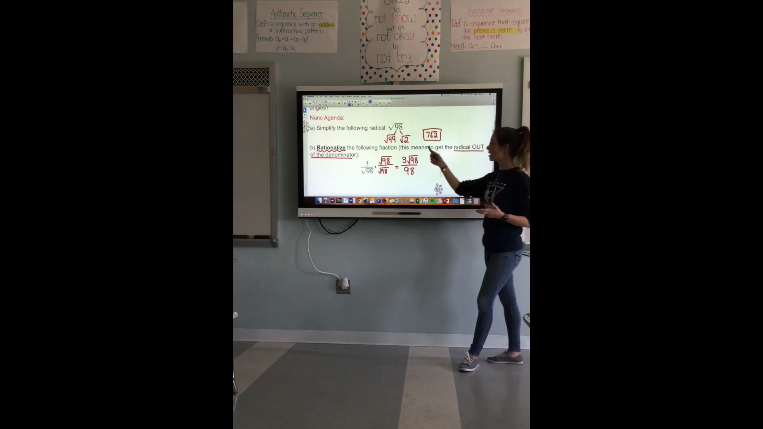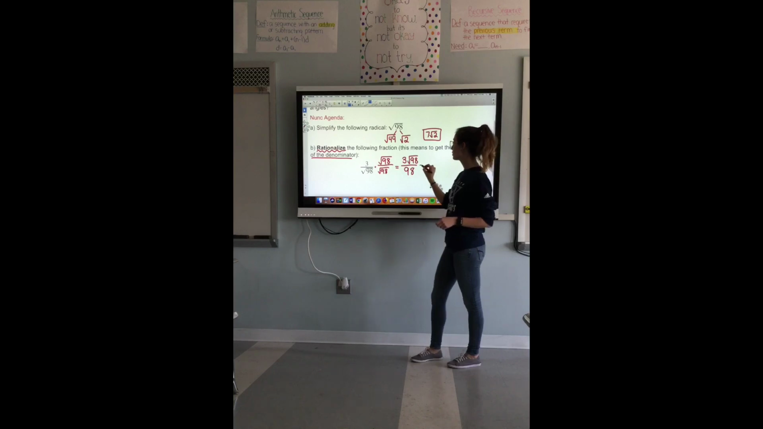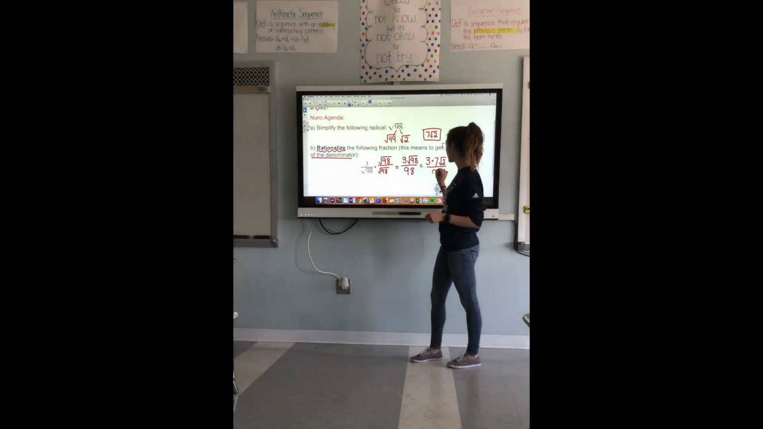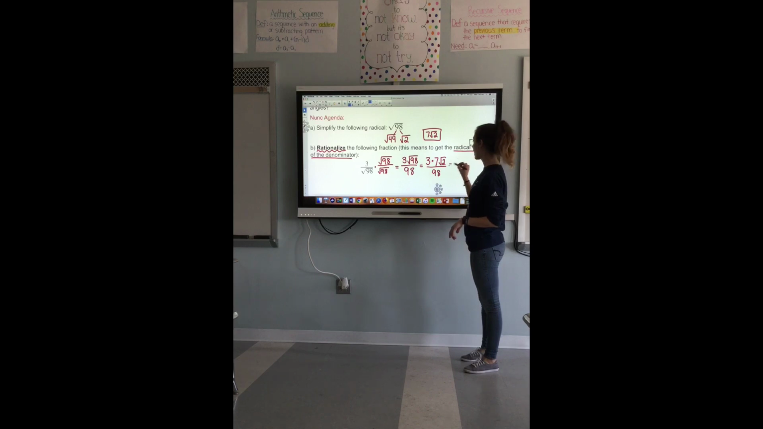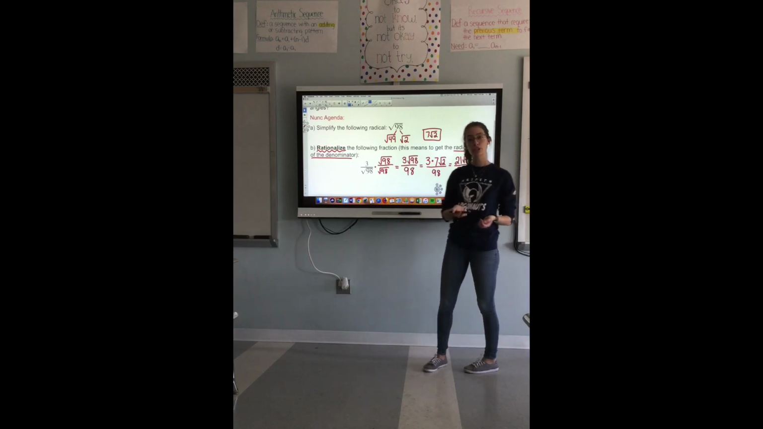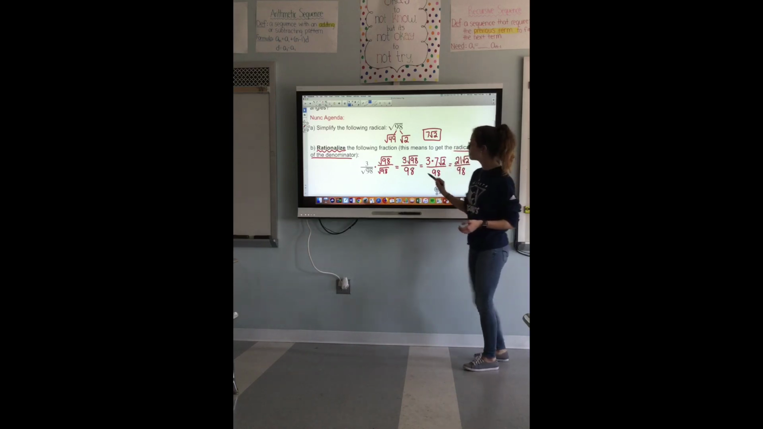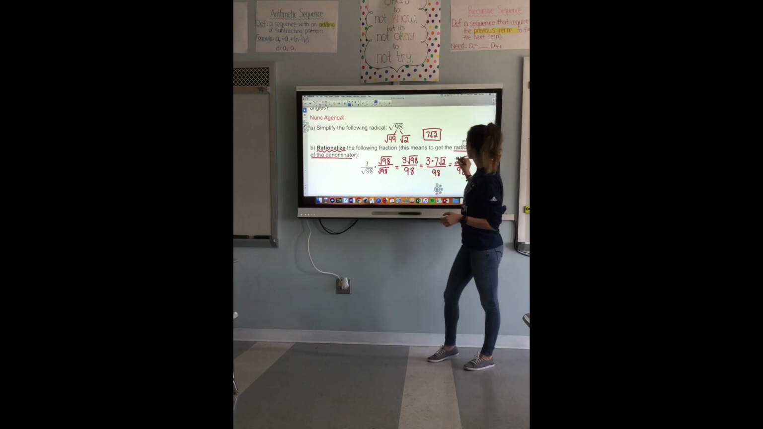Now, as we did in part A, radical 98 simplifies to 7 radical 2. So this becomes 3 times 7 radical 2 over 98. We can multiply 3 times 7. That gives us 21 radical 2 over 98. Now what we should do is try to see if we can simplify the two numbers. So this 21 over 98.